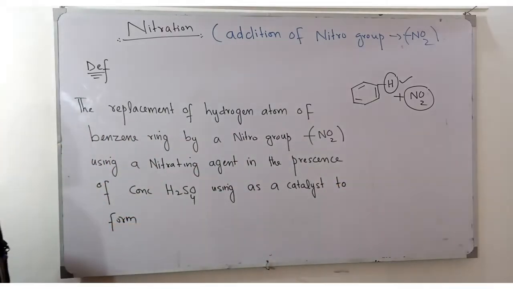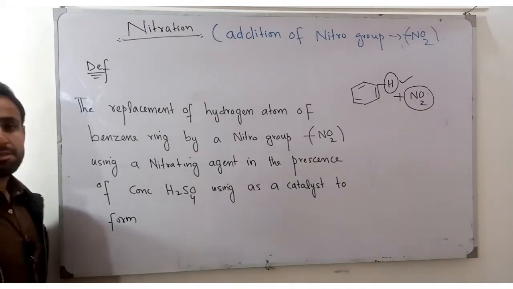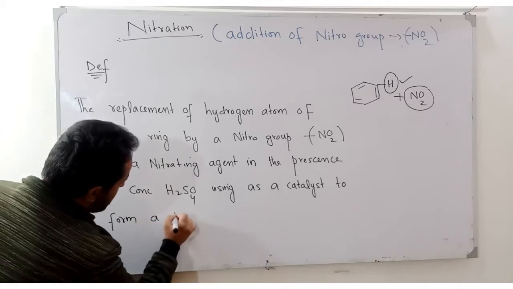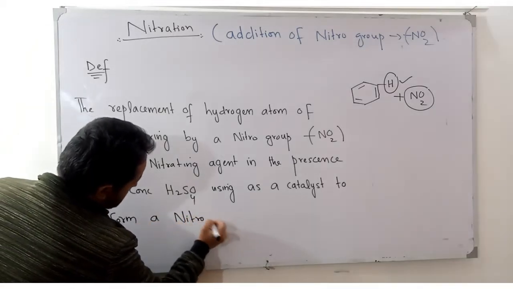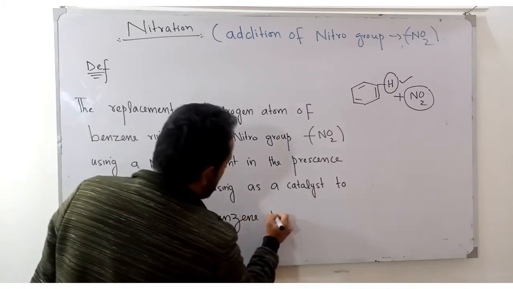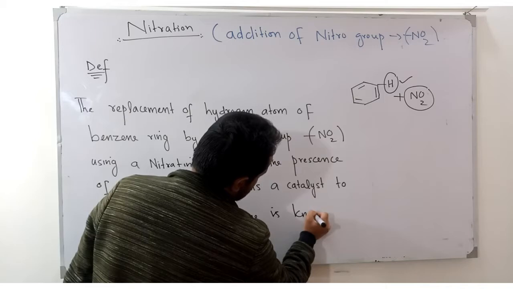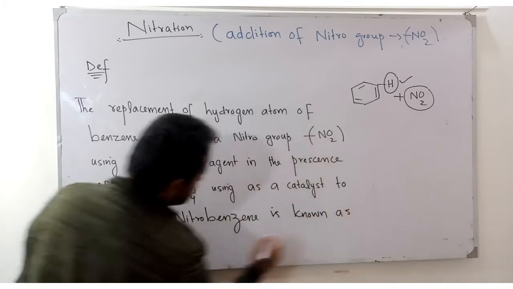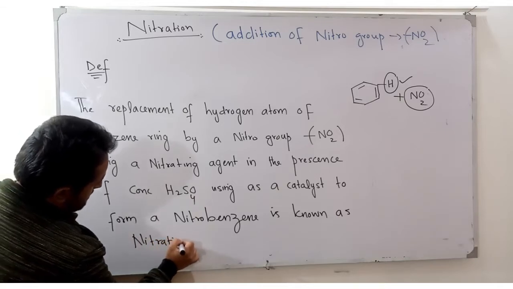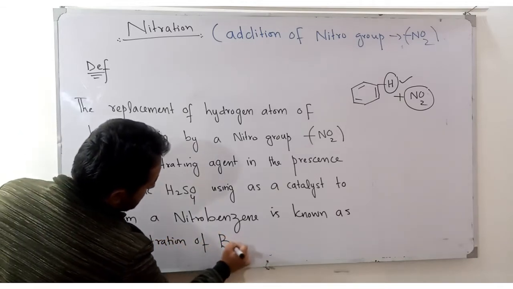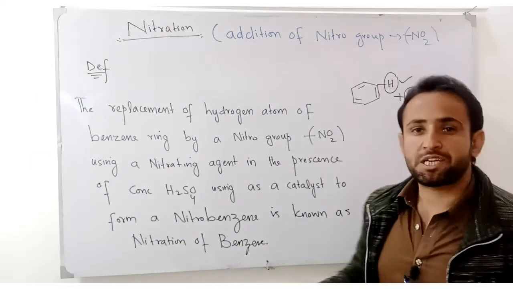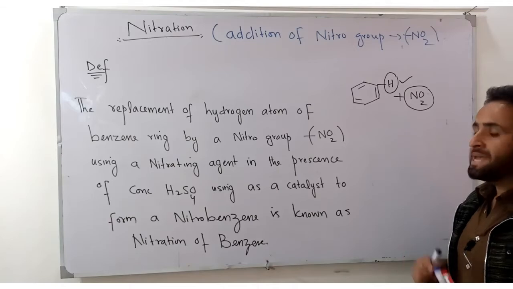What will be the final product? The final product is basically a nitrobenzene. To form a nitrobenzene is known as nitration of benzene. So dear friends, this is the basic, the general definition of nitration.